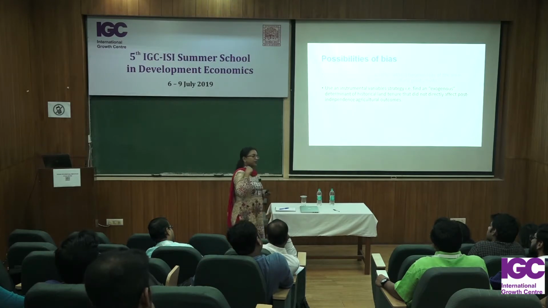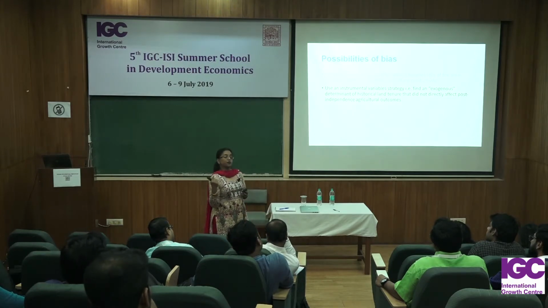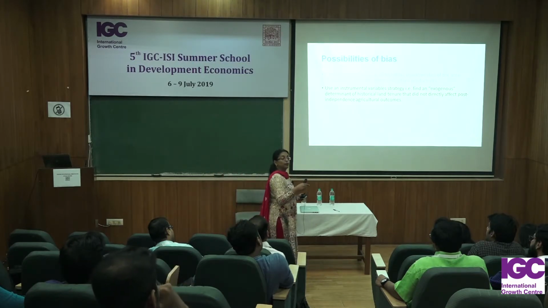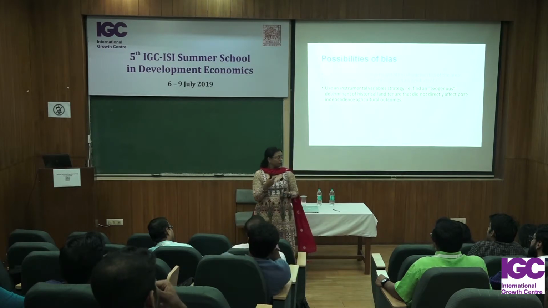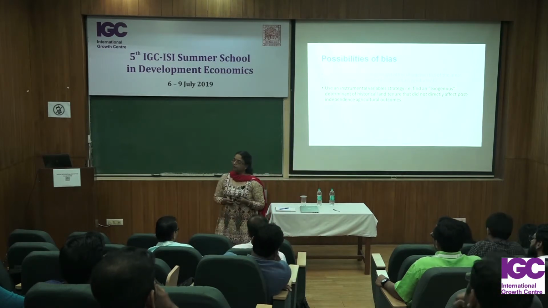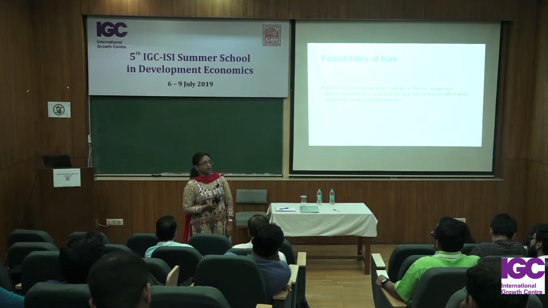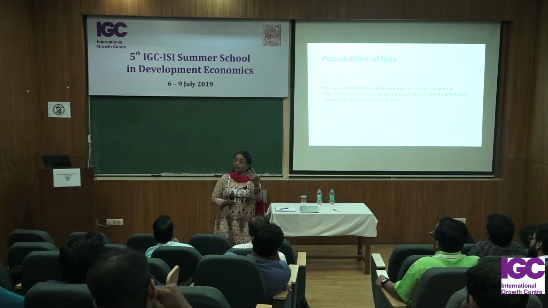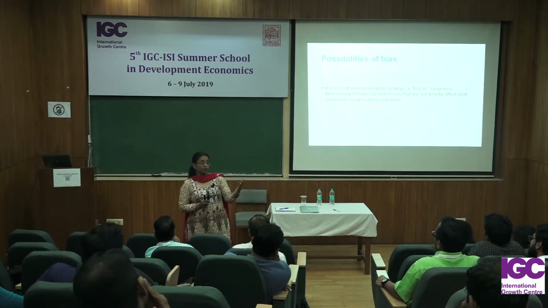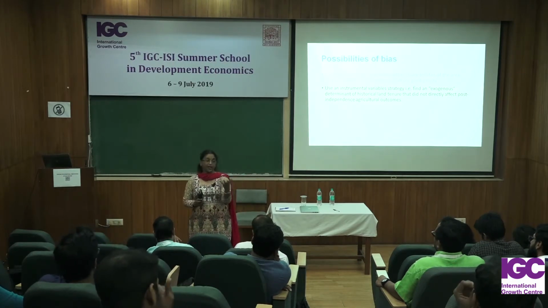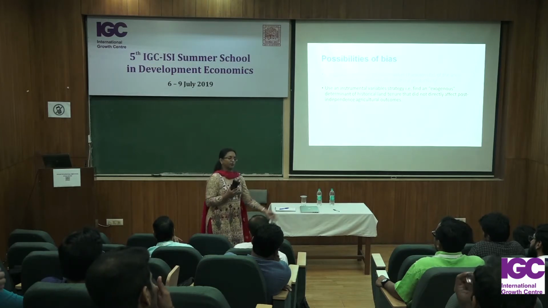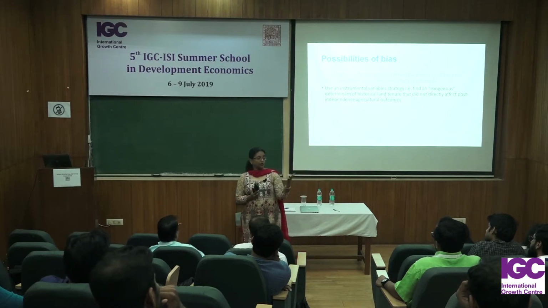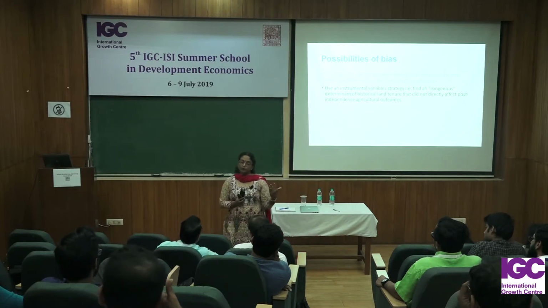Over time, some British administrators argued that the individual cultivator system would be better. In particular, Thomas Munro of Madras Presidency, who was the governor there, said, I want to do this individual cultivator system. I think this is going to be much better because it gives the cultivator much better incentives to work on the land than if he has to give everything to an extractive landlord. So this will be better for agricultural productivity. He got a lot of pushback. The Madras Presidency was already under a zamindari system, so he got a lot of pushback from other people.